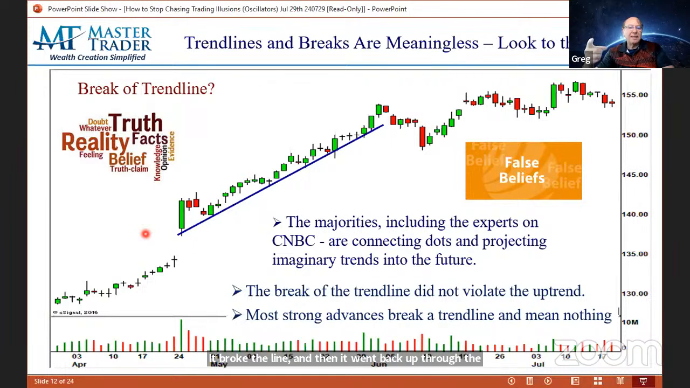And think about this. If I came to you and I said, if you connect these dots and you project this line into the future, it is going to show you mysteriously where support and resistance is going to be. And you'd think, well, how's it going to do that?